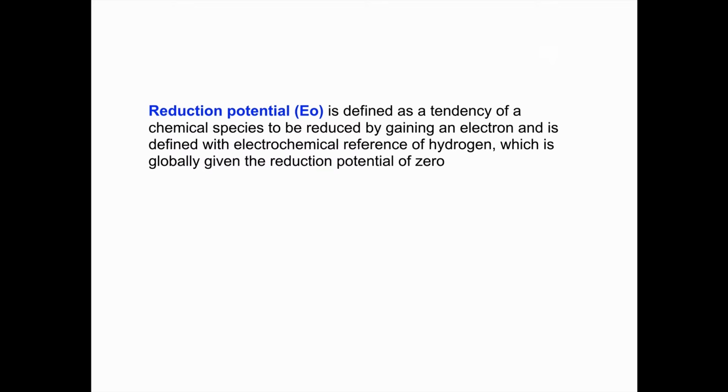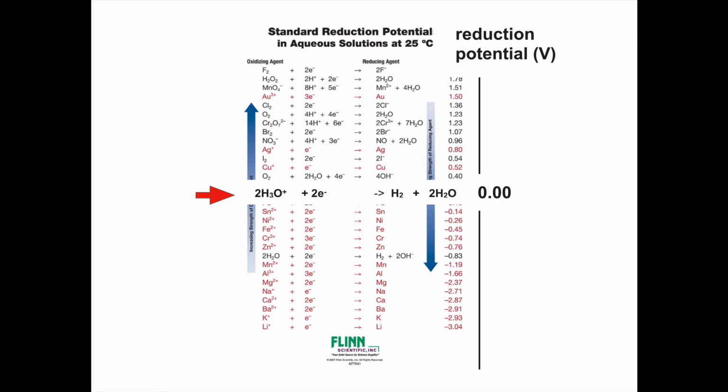A reduction potential is defined as the tendency of a chemical species to be reduced by gaining an electron. It is defined in reference to hydrogen, which is decided in the scientific community to have a reduction potential of 0. So it's a relative thing. Reduction potential: how good a taker are you? Well, we're comparing to, in this case, hydronium ion, H plus ion, the same thing, which is given a reduction potential of 0.